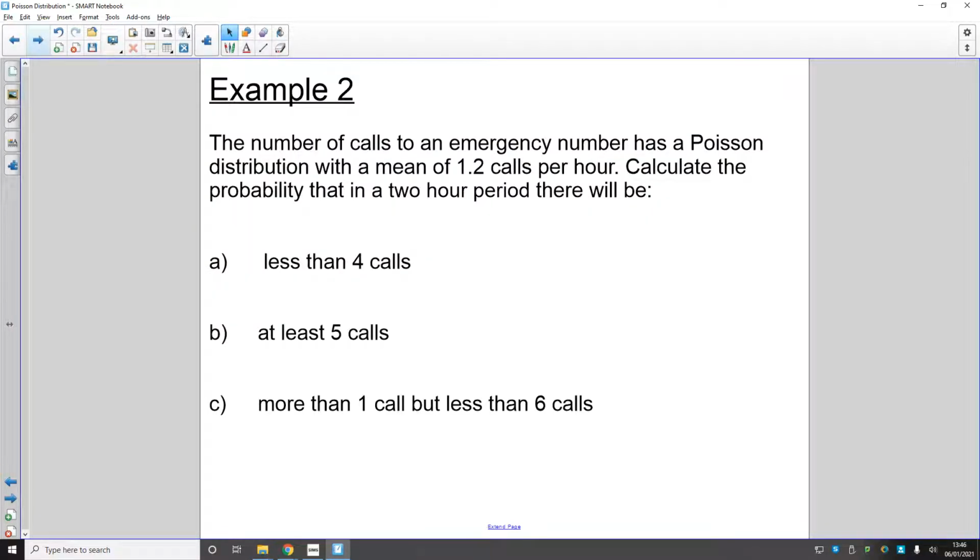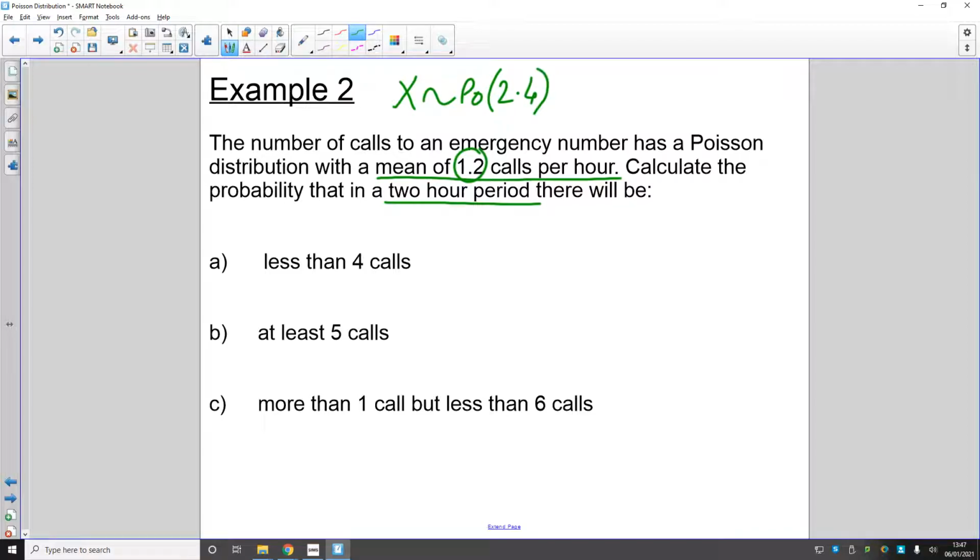Okay, example 2 then. The number of calls to an emergency number has a Poisson distribution with a mean of 1.2 calls per hour. We are being asked to calculate the probability that in a 2-hour period, there will be less than 4 calls. So this average is per hour, and we are being asked to do it over a 2-hour period. So we need to adjust our variable so it follows a Poisson distribution over a 2-hour period. So we need to double the average. So we're doubling 1.2 to 2.4.